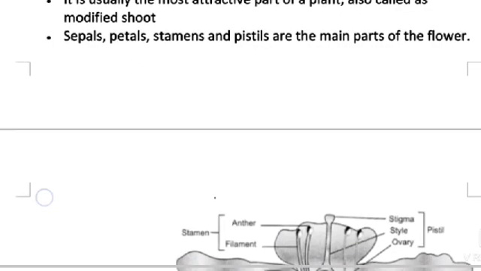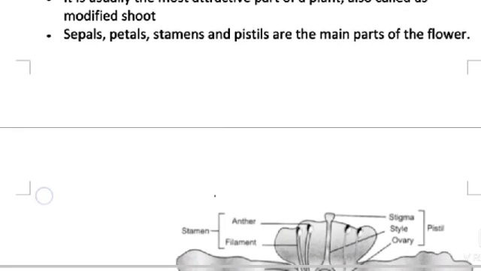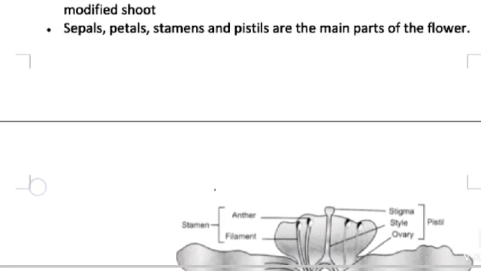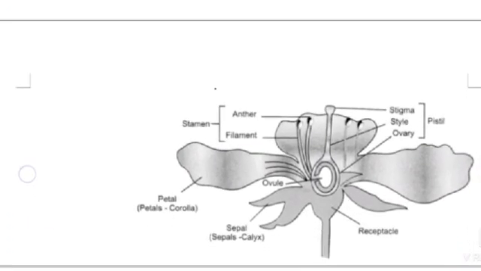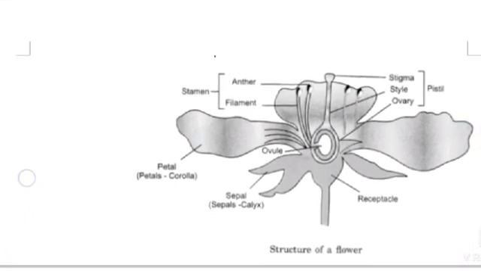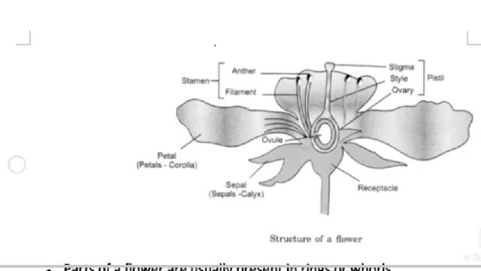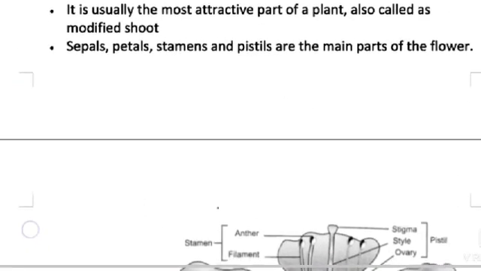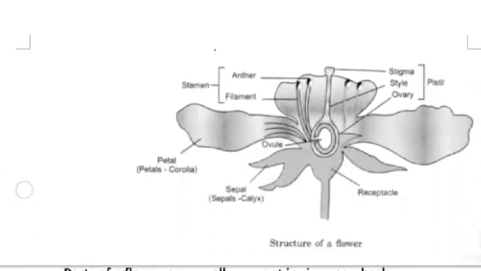Sepals, petals, stamens and pistil are the main parts of the flower. When these four parts are present in the flower, that flower is called a complete flower. See the picture?